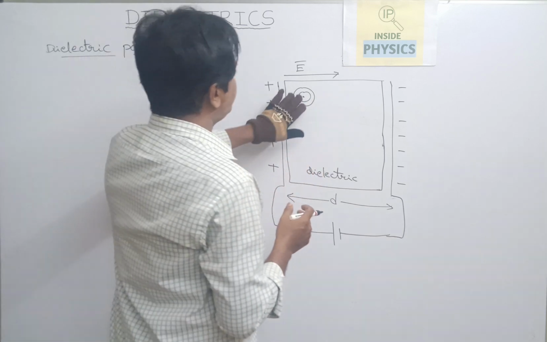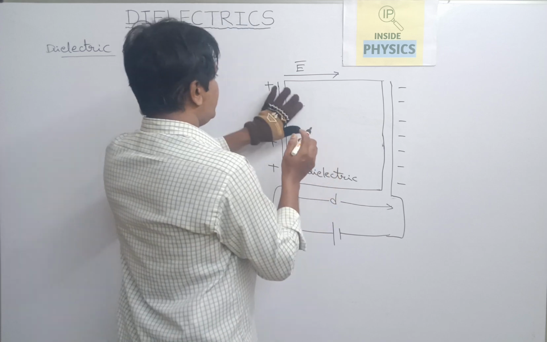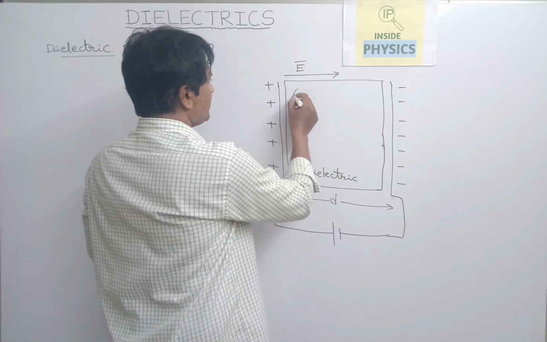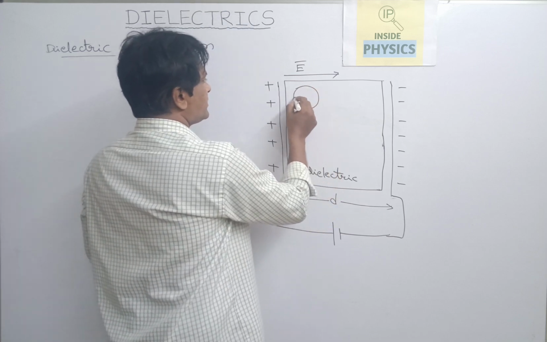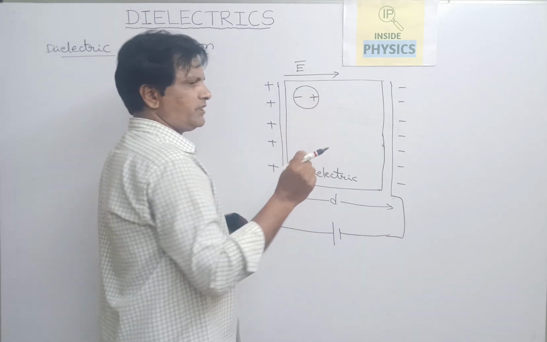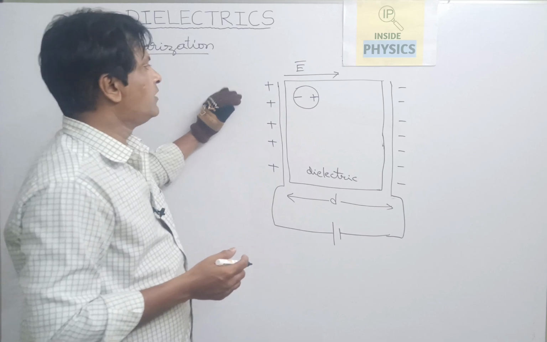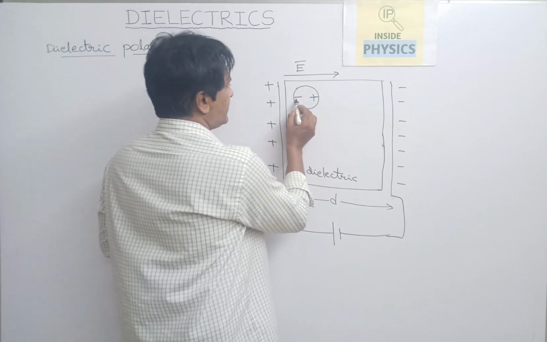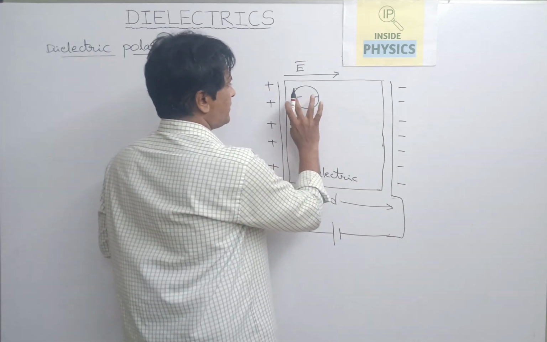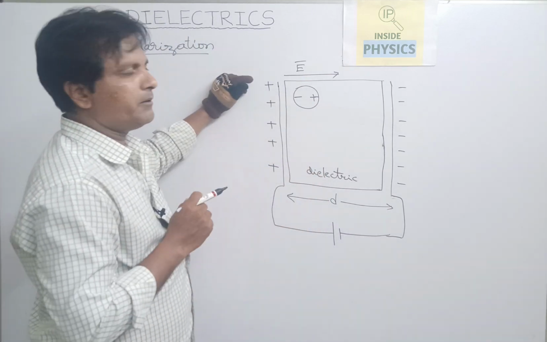So if you observe, this same atom or molecule can be drawn with displaced charges like this. The displacement is very small as the atom size itself is very small. So here the negative and positive charges are displaced. So this can be considered as a dipole.